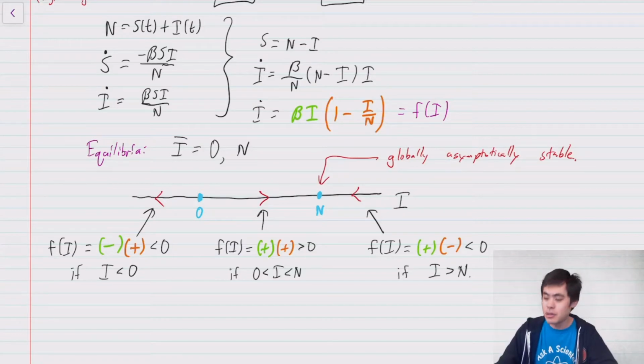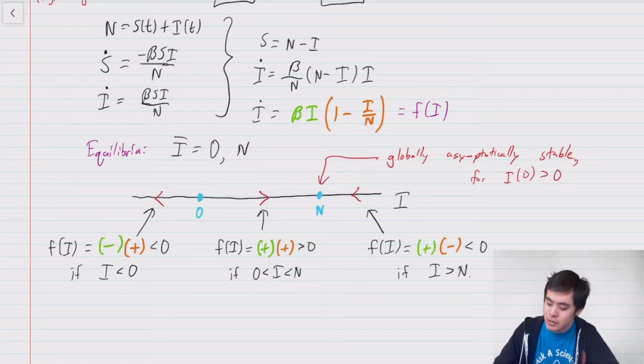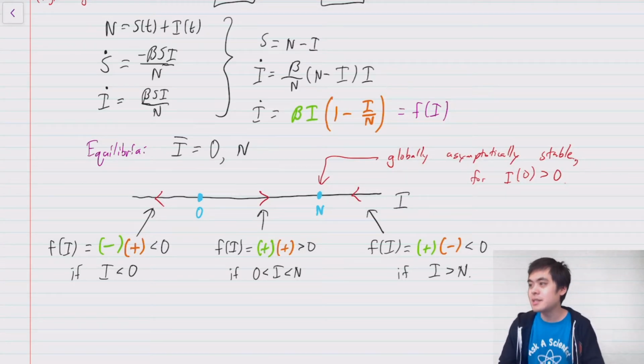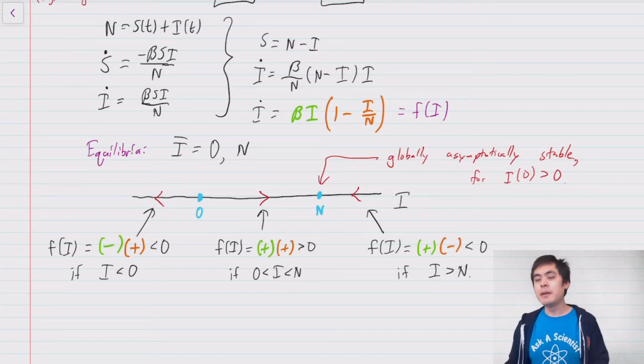Which, of course, we already saw: the starting point I of 0 is greater than 0. If there is any infected individual, then with this simple model, you're going to go up to the point where all individuals are infected, because no one ever recovers or dies, because we're not working with births and deaths in this model.